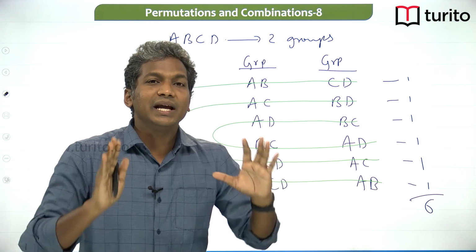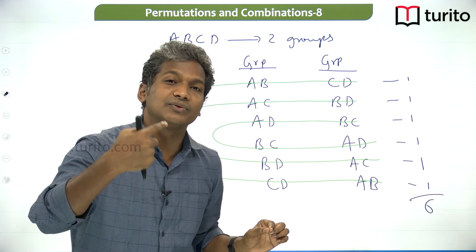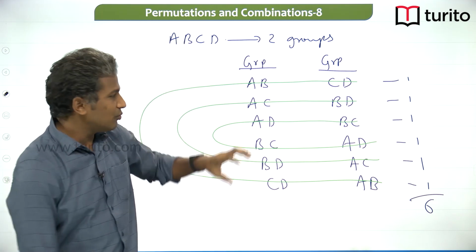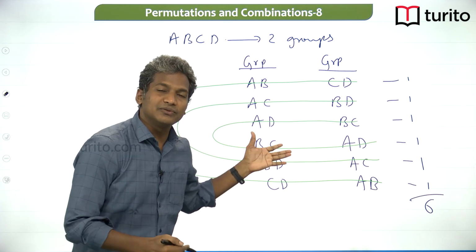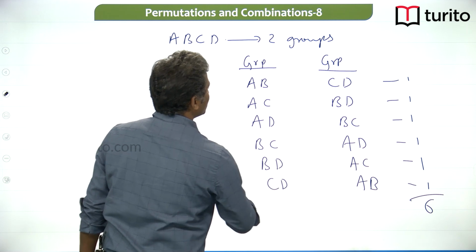So what does it mean? It means that there is a symmetry in the process of grouping. Now what is the logic? The total number of ways are going to be only 3 here. So we are going to cut down these.